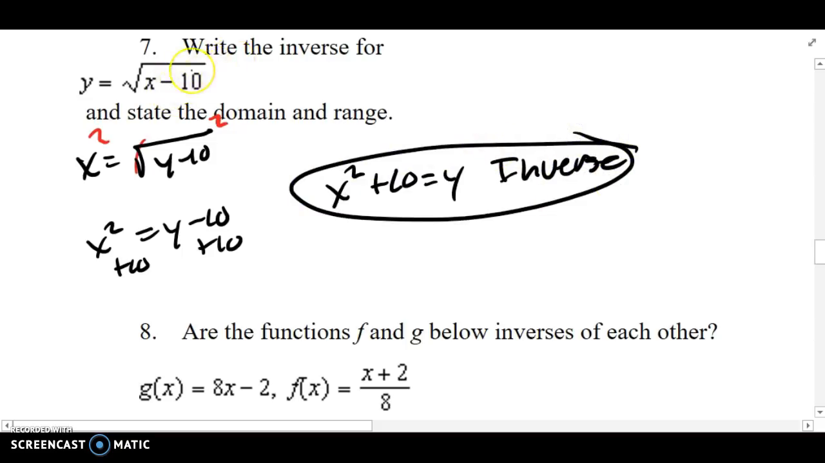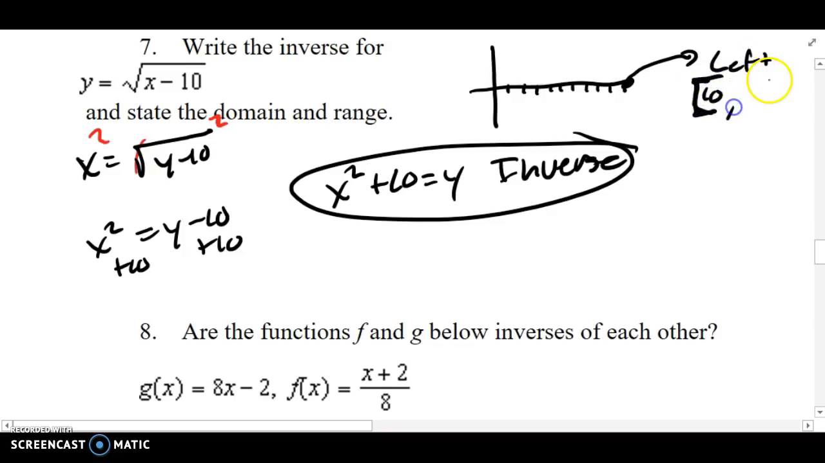We need to state the domain and range for this graph. So I'm going to just do that graphically. So here's the graph of a square root function. The farthest left that I go is 10, and I can contain 10, and I go right forever. So that's going to be infinity. And this is going to be our domain.